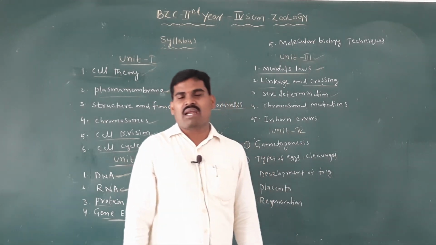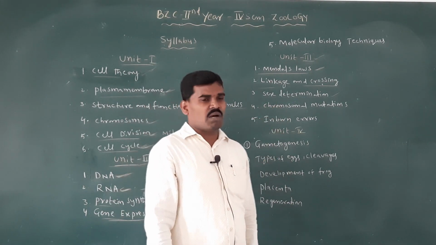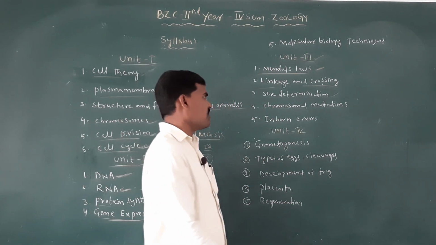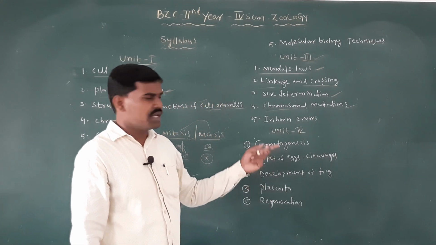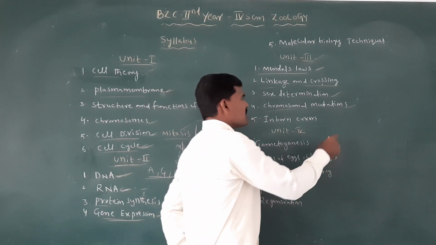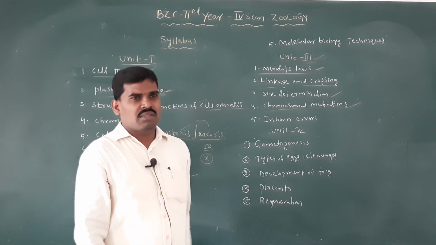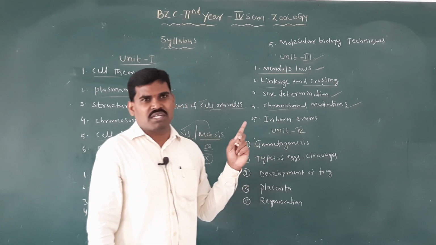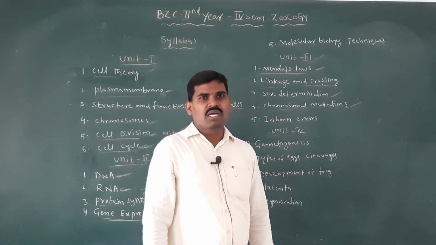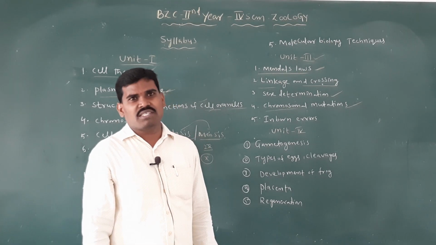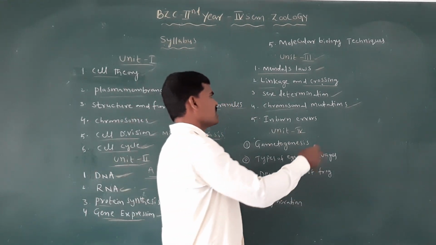Sex determination in man or Drosophila, the determination of male or female at the time of fertilization, will be discussed completely in this topic. Next, chromosomal mutations: mutations in the number of chromosomes and in the structure of chromosomes. Number mutations include aneuploidy and polyploidy. Structural mutations include loss of some part, duplications, and inversions. These chromosomal mutations are discussed completely in this topic.